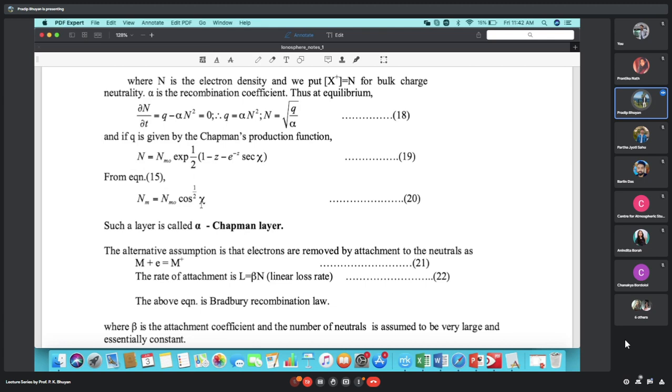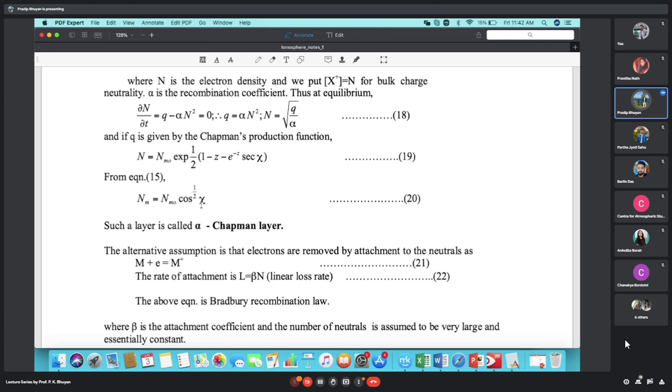Q minus alpha N square for alpha Chapman, and Q minus beta N for beta Chapman. So again, the same Nm is equal to exponential this, and also the same function, but in this case, your layer is called beta Chapman layer. So equation 20, that is alpha Chapman, and equation 25 here provide an experimental test about whether a given ionospheric layer is alpha or beta Chapman type.